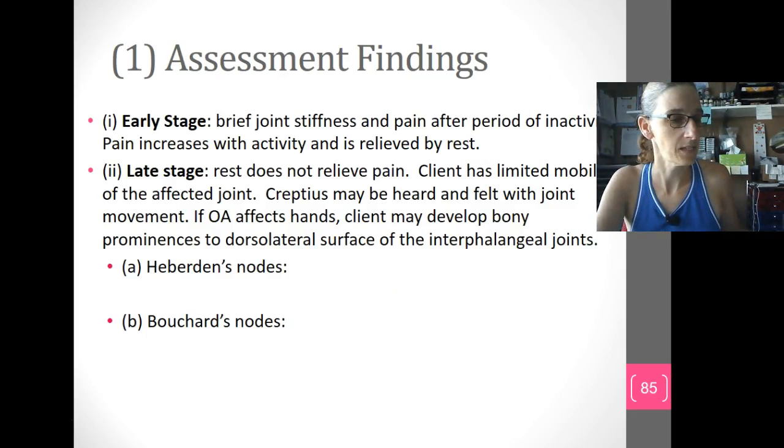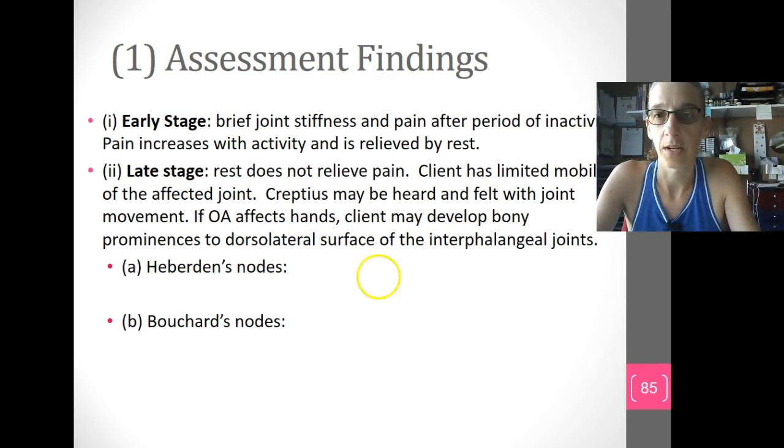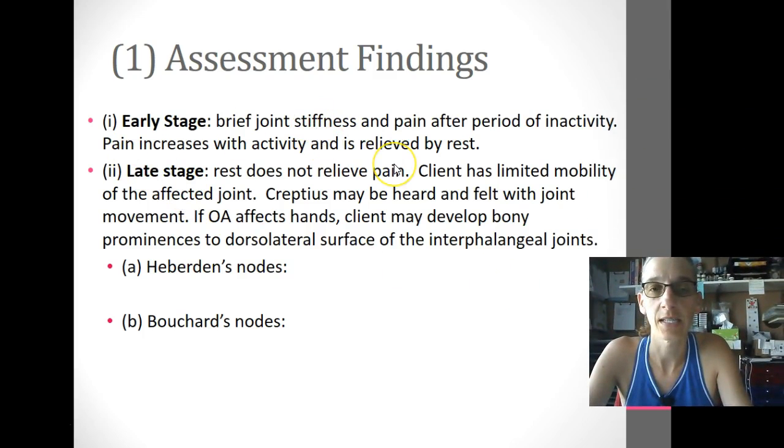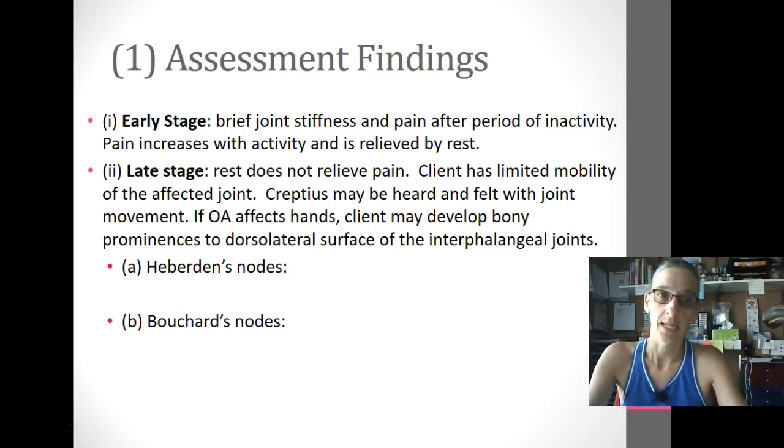All right, so assessment findings for early stage are brief stiffness and pain after a period of inactivity. So in early stage, pain decreases with activity and is relieved by rest. So that is a key for an early stage OA, that it is going to be relieved by rest. Now, once you get into the late stage, rest does not relieve the pain any longer. The client's going to have limited mobility of the joint, and crepitus can be heard and felt with the joint movement. So if you'll remember, crepitus is that popping, that snap, crackle, pop you hear a lot of times.